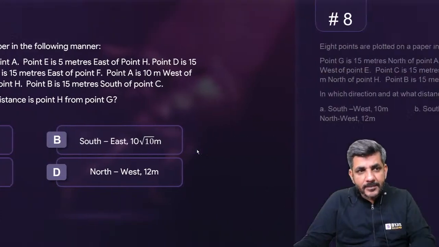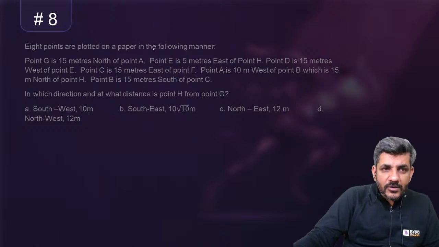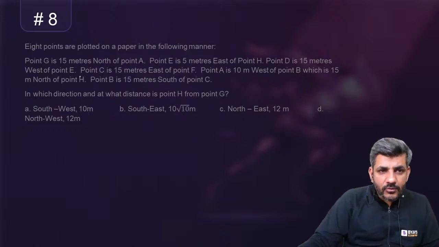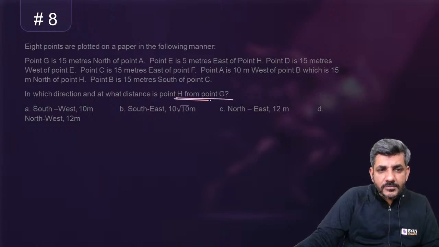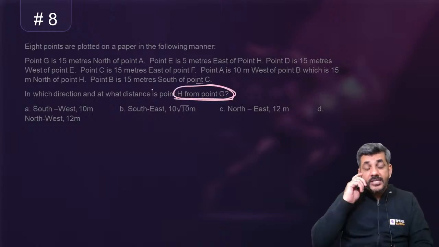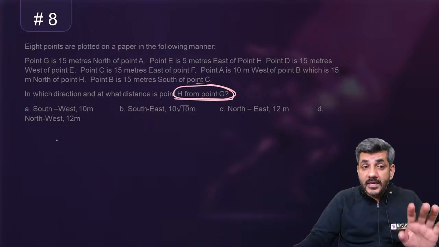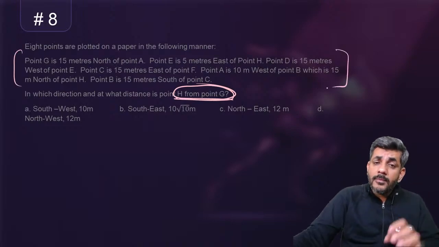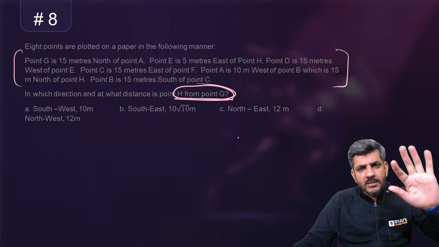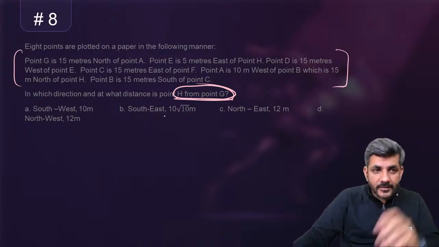What does the question say? He says 8 points are plotted on a paper in the following manner. ये सब आपको दे रखा है. In which direction and what distance is H from G? So we are only concerned about H and G. These things are always to be taken care of. जरूरी नहीं है पूरा देखो और पूरा बनाओ. सिर्फ H और G पे ध्यान देना. The moment we get to know about them, we will stop there.